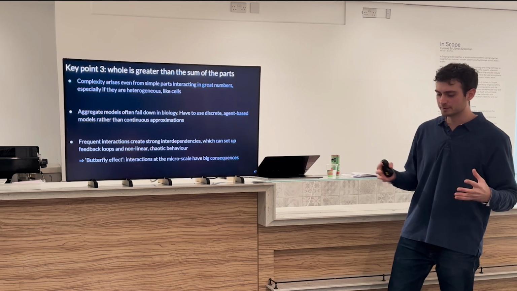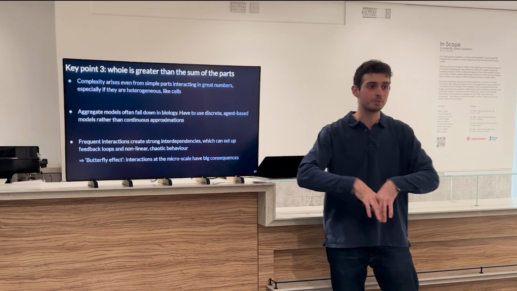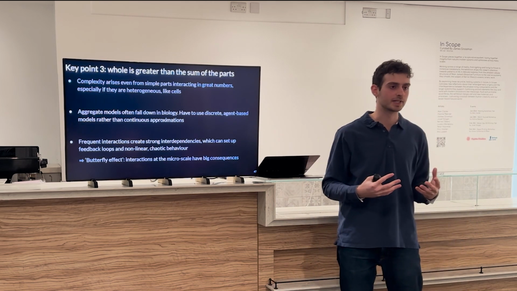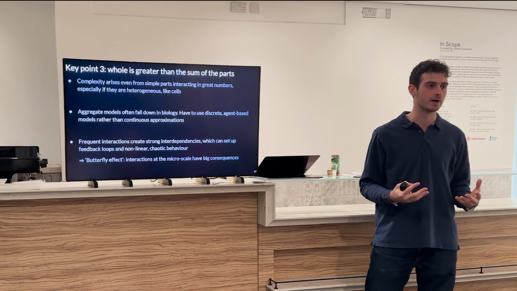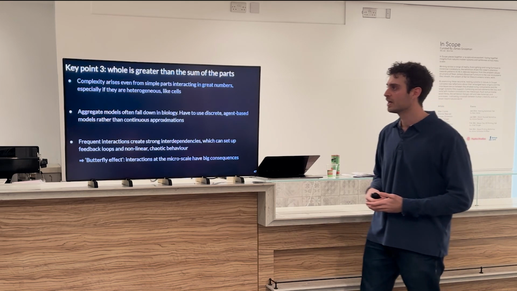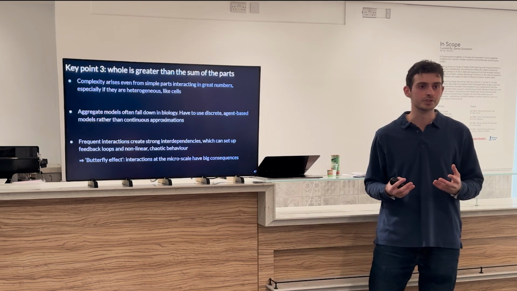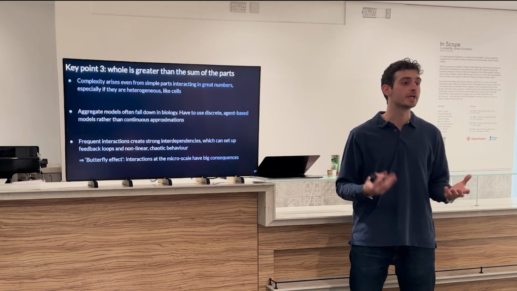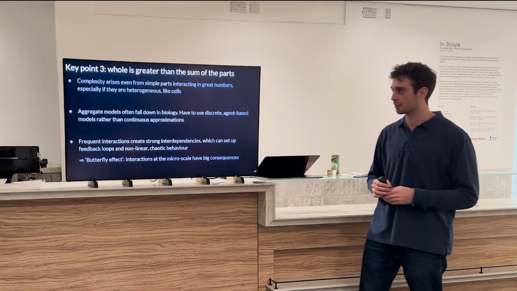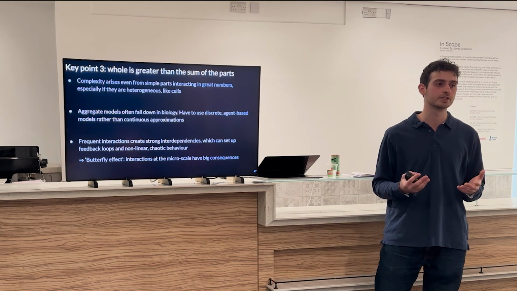And so the next key point I want to talk about, which is about when you put all these things together, is these collective dynamics. And the idea that the whole is greater than the sum of the parts, which again is this idea of complexity. So we see that complexity arises from simple parts that are interacting in great numbers. Even if we understand the parts, they can have unpredictable behavior. And especially, they're unpredictable if they're heterogeneous, like cells.